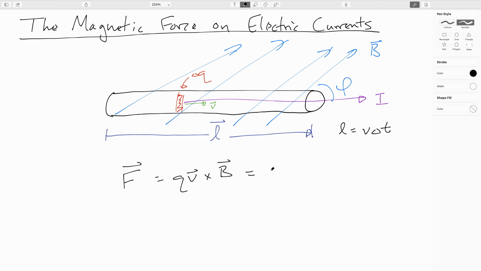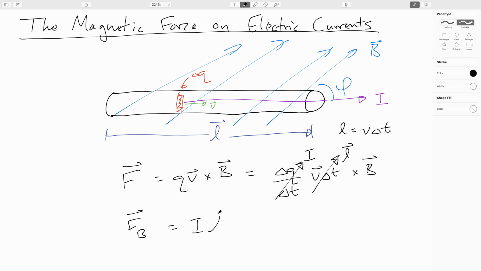So this would give me our parcel of charge delta Q over delta T. And then we will have V times delta T, and all that crossed with B. But now this is going to be L, and this is our current. So the magnetic force acting on a wire turns out to be equal to I L cross B, where L is the length of the wire pointing in the direction of the conventional current.